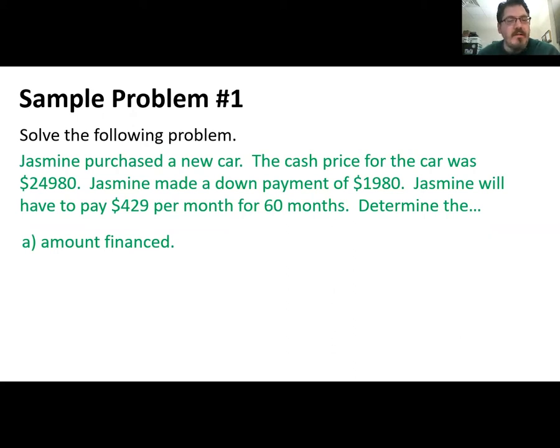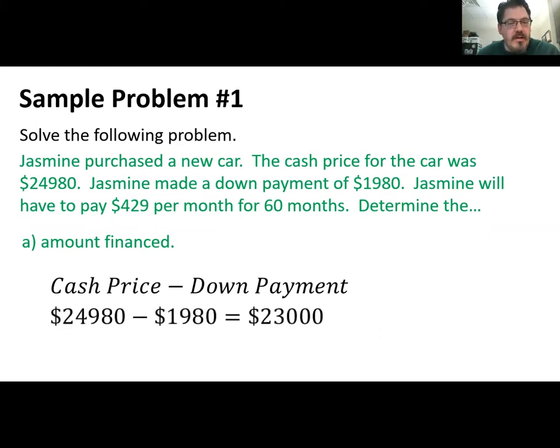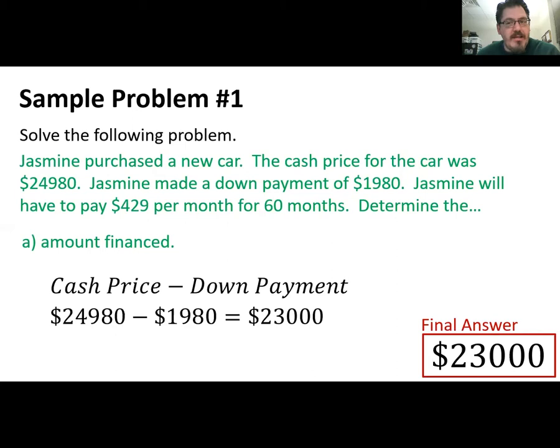The first thing we're going to figure out is how much did she actually finance? To do that, we basically take what the cash price would be for the car and subtract the down payment. Just a simple subtraction problem. When you do that, we come up with a final answer of $23,000. So that's how much she is actually going to borrow from the lender in order to purchase this vehicle. That's how much she's going to finance, $23,000.